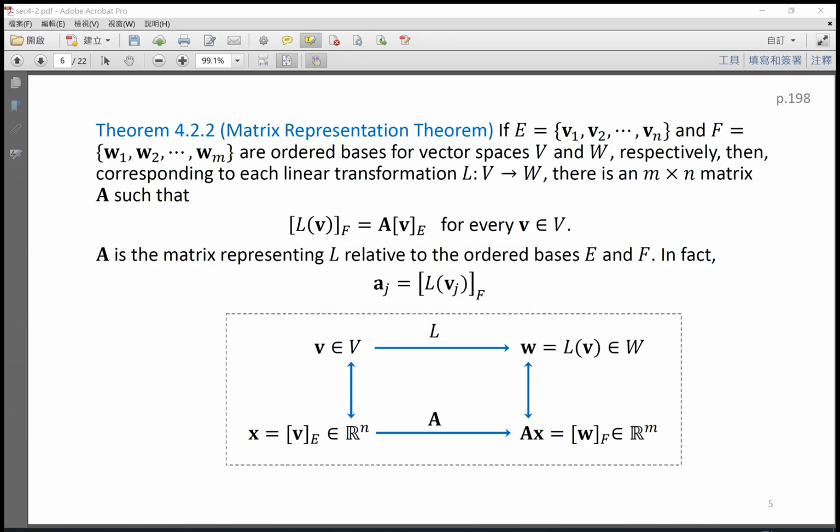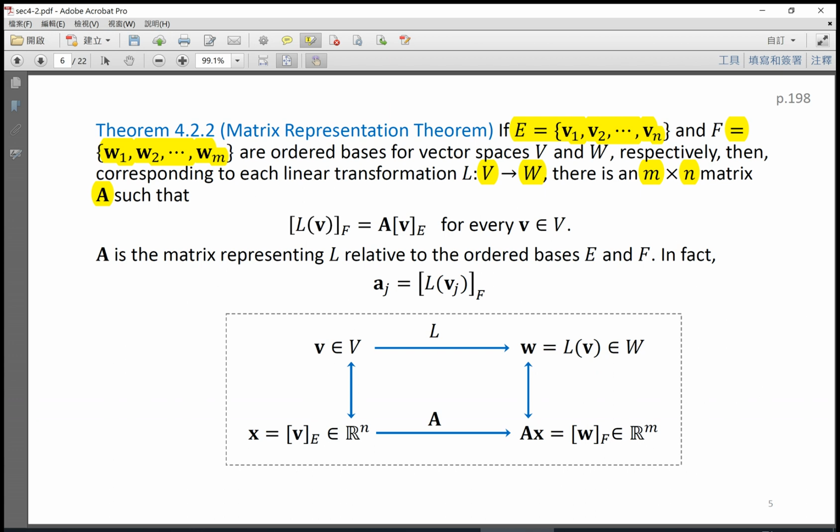We know that matrix A has n columns because the dimension of V is n, since the basis E has n elements. And matrix A has m rows, since the dimension of W is m, because basis F has m elements.